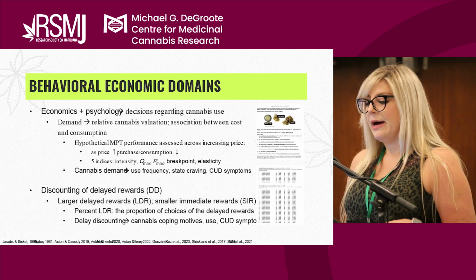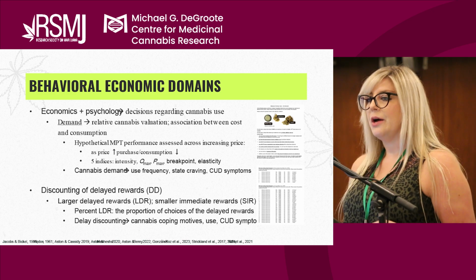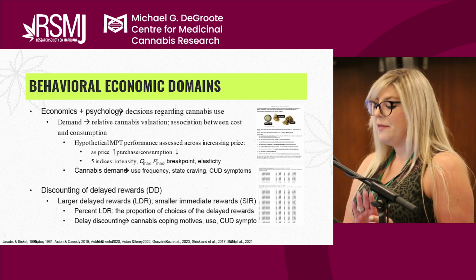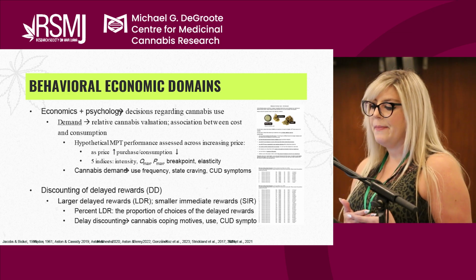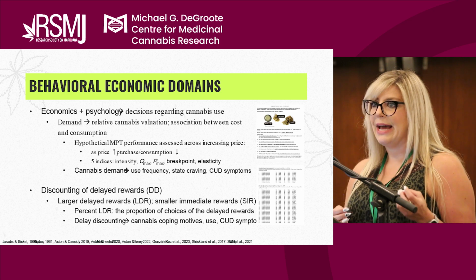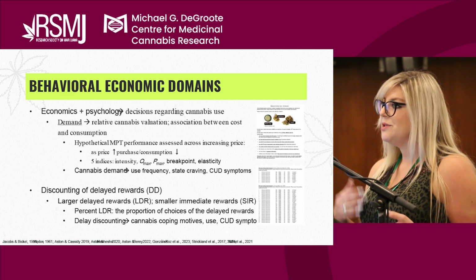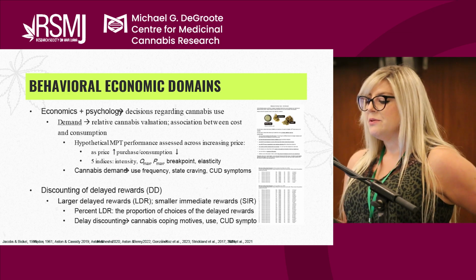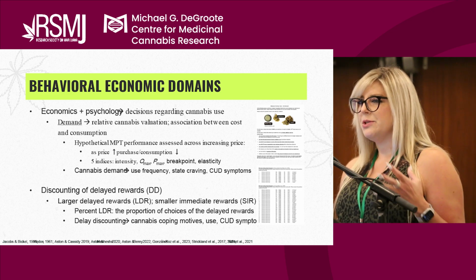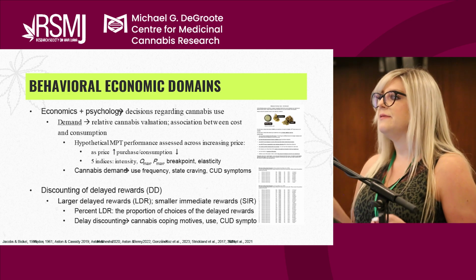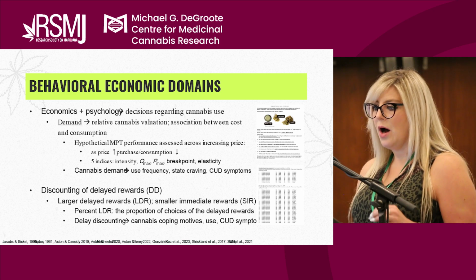And I'll first start by talking about some behavioral economic domains, and I'm going to tie that into the talk using reinforcer pathology, the theory there. So I'm sure a lot of you know behavioral economics is the combination of psychology and economics, and we use that to study decision making. And that includes decisions regarding cannabis use and cannabis use behaviors. So demand, this is actually relative cannabis valuation, so it's how much you value cannabis relative to something else, like money. And it's really the association between consumption and cost.